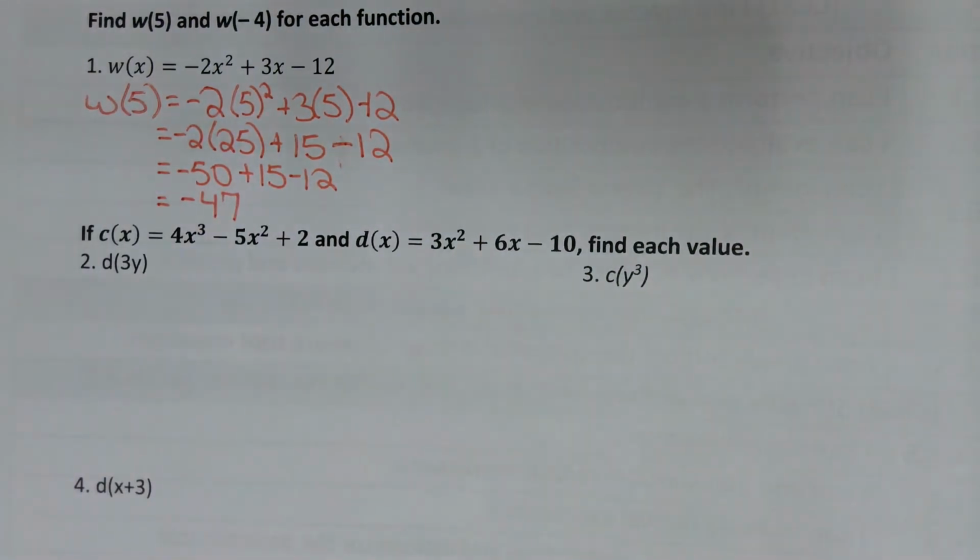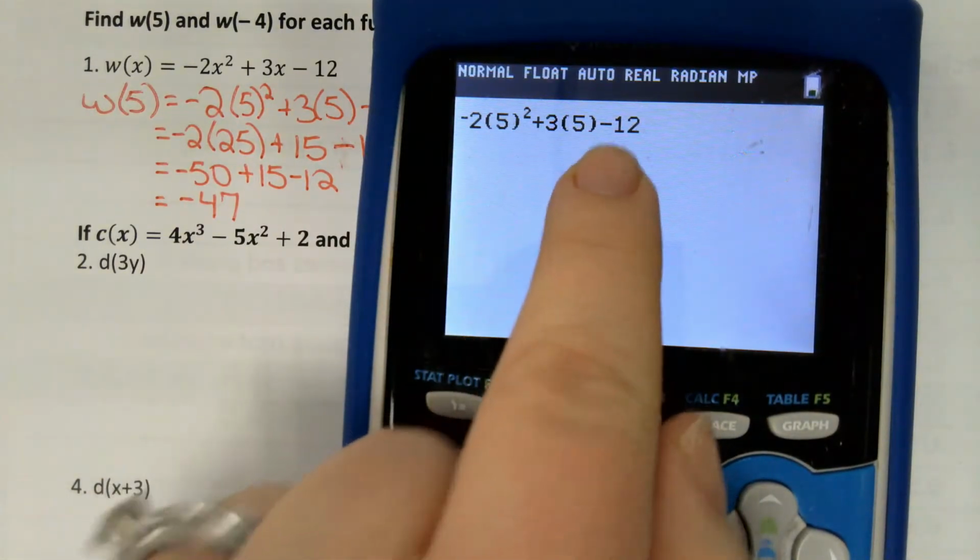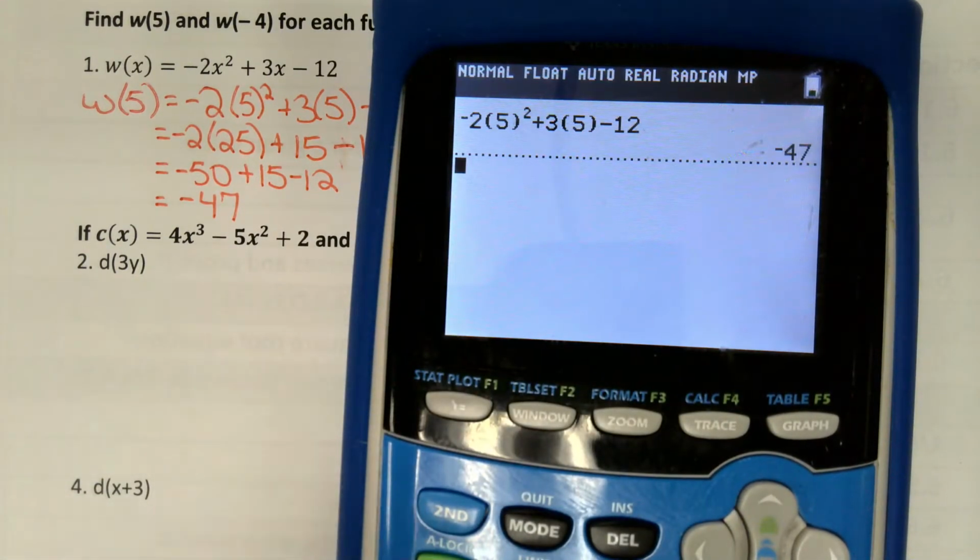Now, typically what we'd like to see is for you to type that all into one step in your calculator. So you would type -2 parentheses 5 squared, and we always put whatever we have raised or whatever we have inserted or substituted into the problem in parentheses. So -2 times 5 squared plus 3 times 5 minus 12, and we did get -47.